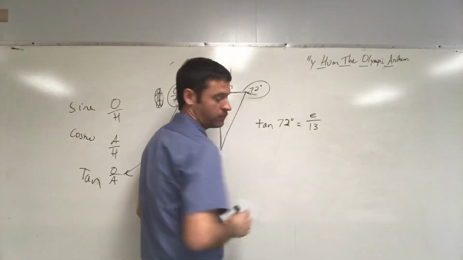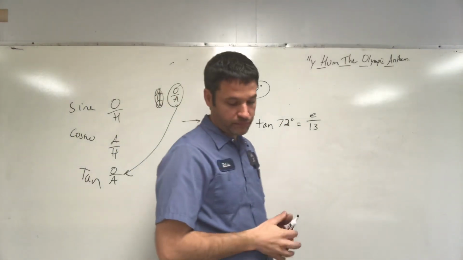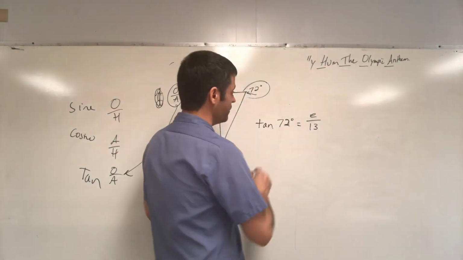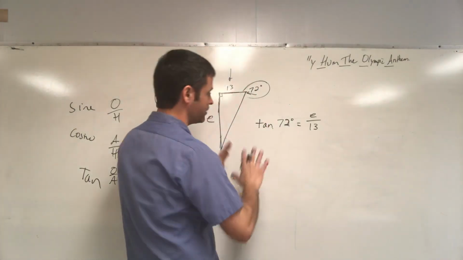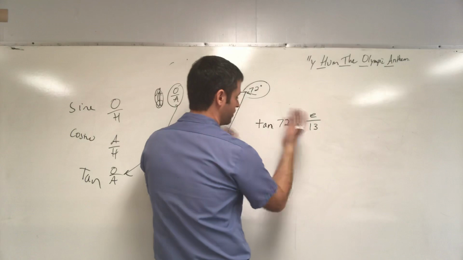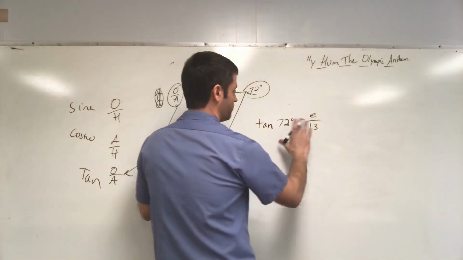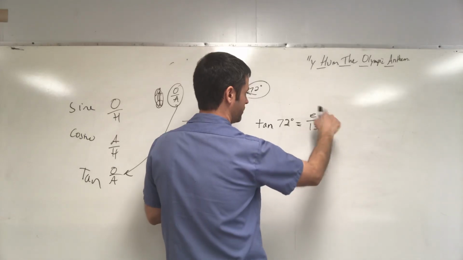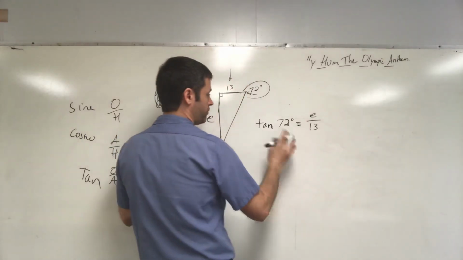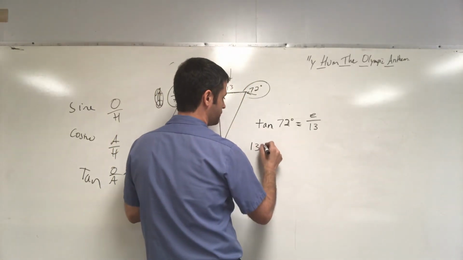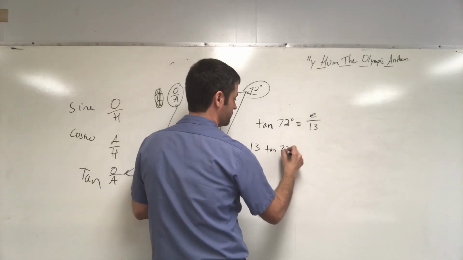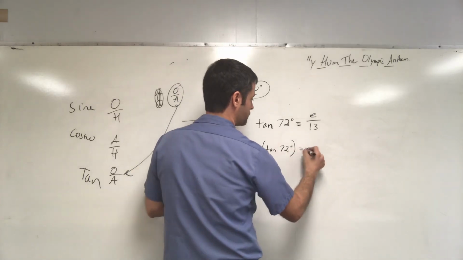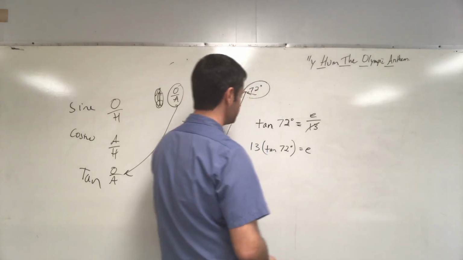If we want to solve for E, get E by itself, we need to multiply both sides of the equation by 13, or bring the 13 over here, however you want to think of it. But we're multiplying both sides of this equation by 13 to get rid of this divided by 13 over here. If you multiply both sides by 13, you get 13 times the tangent of 72 degrees, and that equals E, because that canceled out.